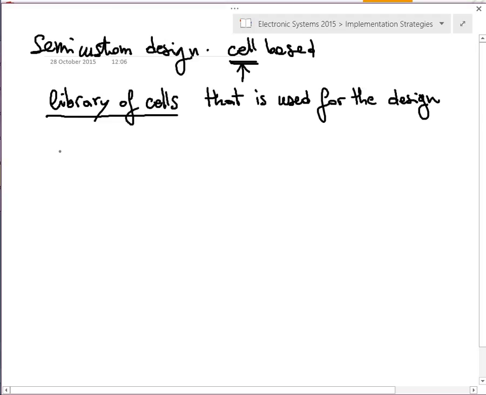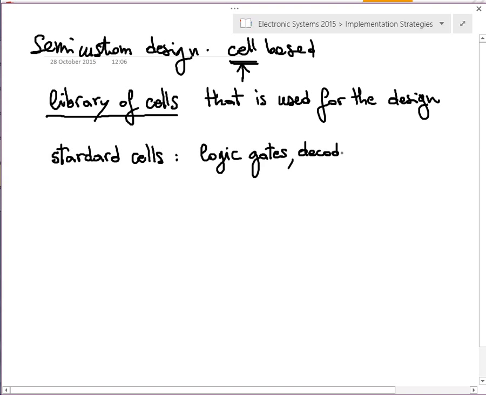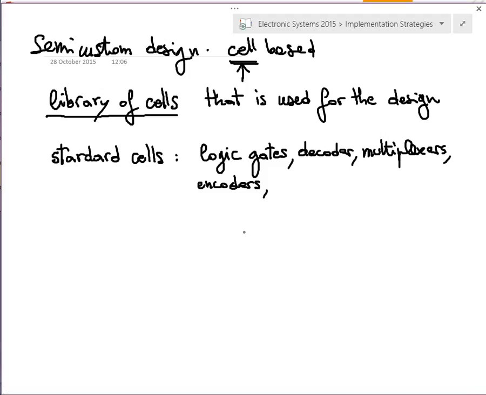You can have the so-called standard cells that are very simple cells. They can be logic gates, so an AND, a NOR, an inverter, a 2-input NAND, a 3-input NAND, a 4-input NAND, and so on. Logic gates, single logic gates. Then you can have other medium scale of integration circuits. So, for example, a decoder, multiplexers, encoders, so this is a low level of granularity, single logic gates or medium scale of integration circuits, so let's say at most 100 transistors in total.